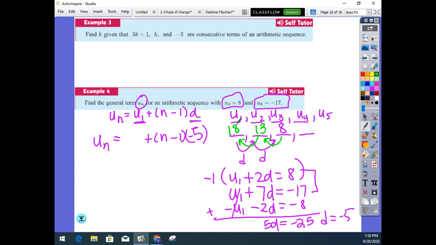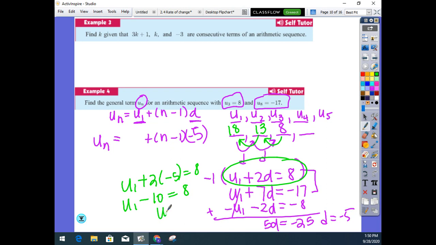If that doesn't make sense, I would just use an equation. u sub 1 plus 2 times negative 5 equals 8. So u sub 1 minus 10 equals 8, or u sub 1 equals 18. Either way, 18 is the answer for u sub 1. And this is my general term. They might distribute out the negative 5 and add the 18, kind of condensing it down. But either way is fine with me.